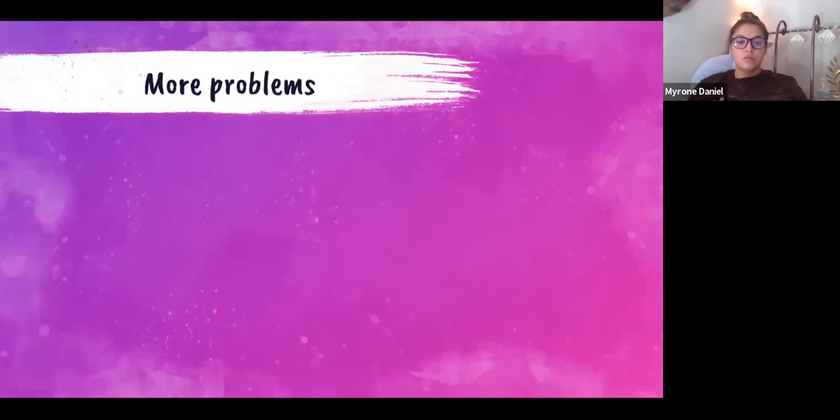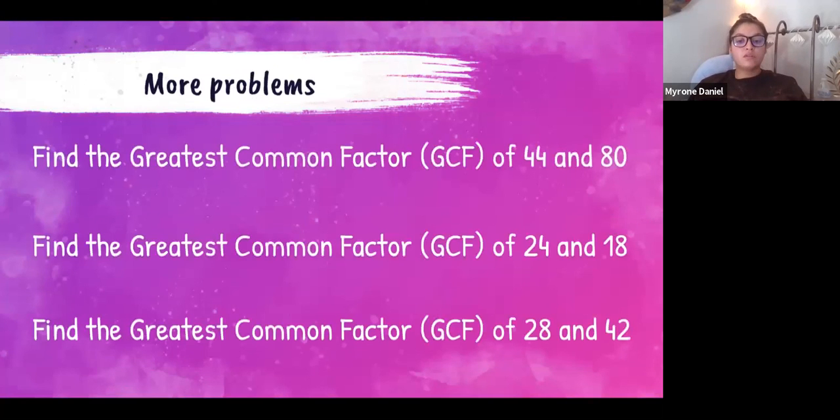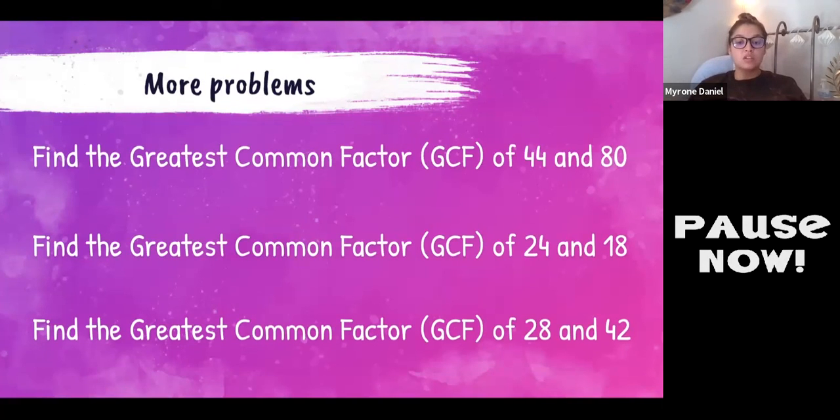So we have some more problems here. These are my questions for you to try out. I want you to find the greatest common factor of 44 and 80. Find the greatest common factor of 24 and 18. And find the greatest common factor of 28 and 42. Pause the video for 10 minutes to try out these problems, and then we'll come back and we'll go to the answer.